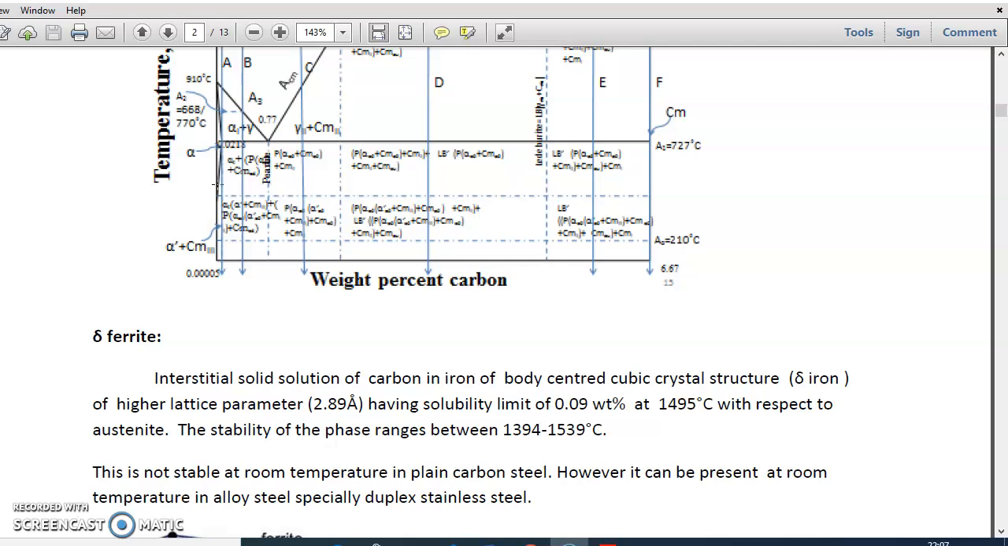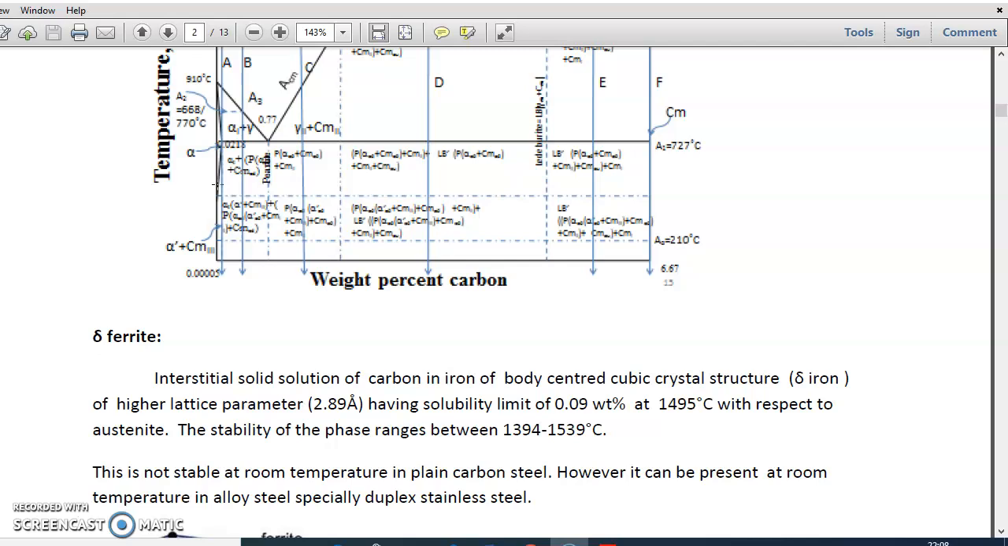Both phases are not stable in the same way. Delta is not stable, alpha is stable at room temperature. So in the structure you can see the alpha, but you can't see the delta, because delta on cooling transforms to austenite by the peritectic reaction with the liquid, and then austenite decomposes into alpha plus cementite. So at room temperature you can see the alpha, but you can't see the delta.